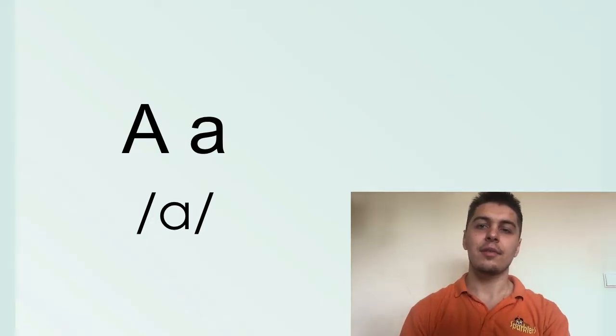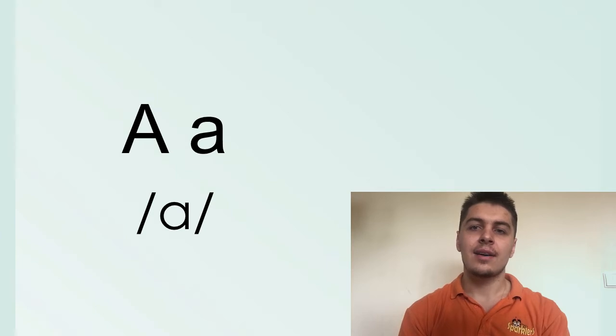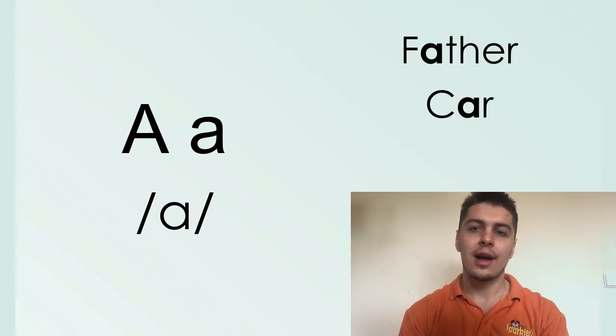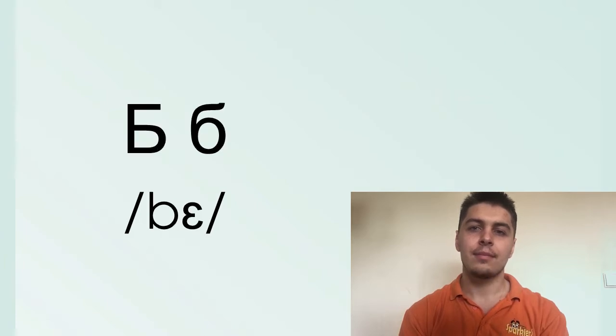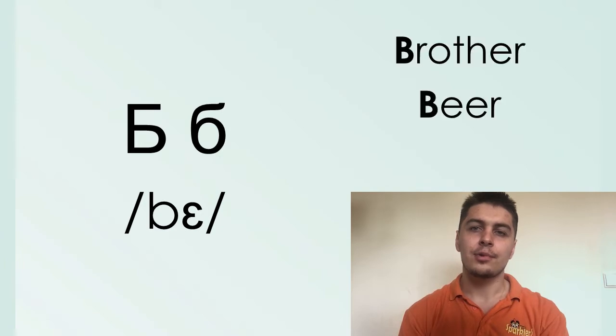So let's get started. Okay guys, let's start quickly with the alphabet. I'm gonna say it in alphabetical order, one after another. So just watch me. A, as in the word father, car. Ba, B, as in the word brother, beer.